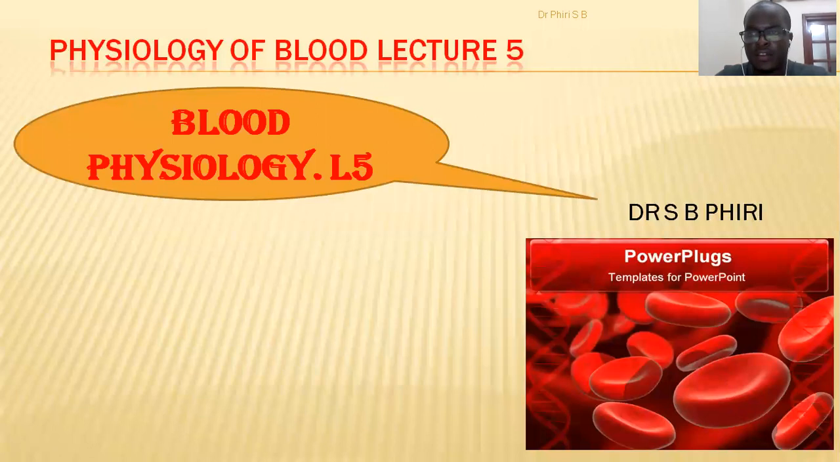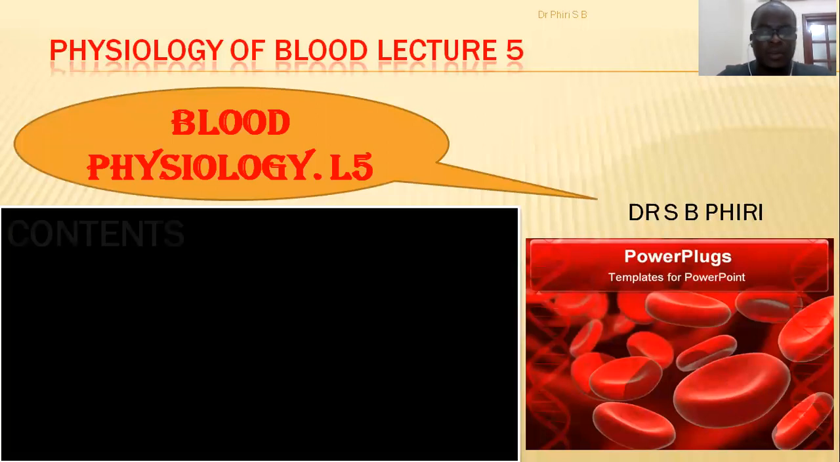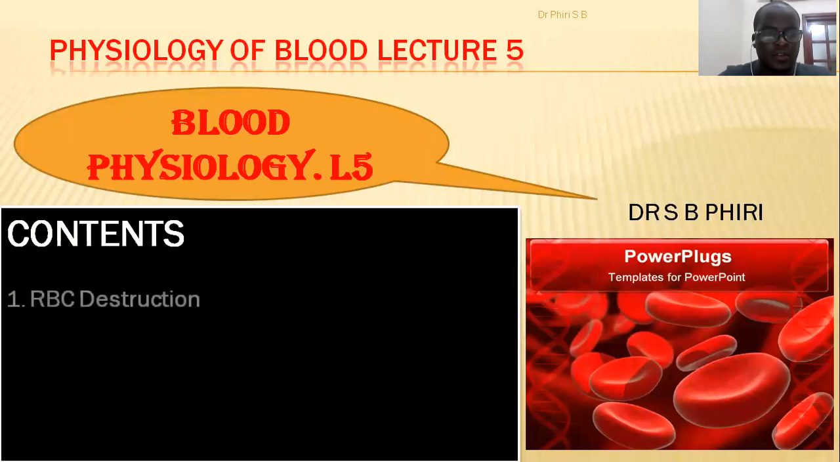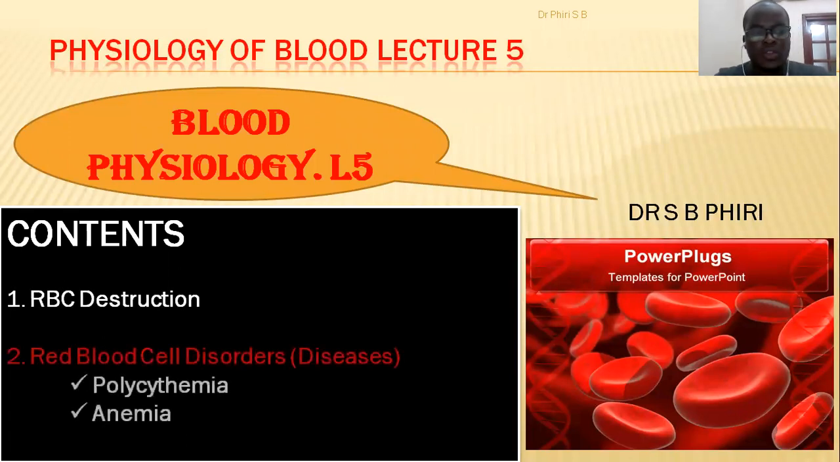In this lecture 5 of blood physiology, mainly we are going to discuss destruction of red blood cells. So we have red blood cell destruction. Then we're also going to discuss red blood cell disorders, or diseases associated with red blood cells. There are different types of diseases that are associated with red blood cells.